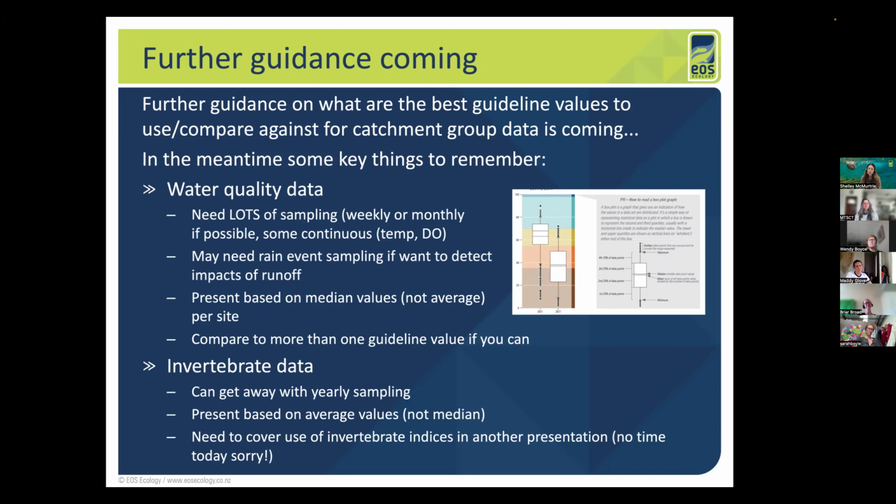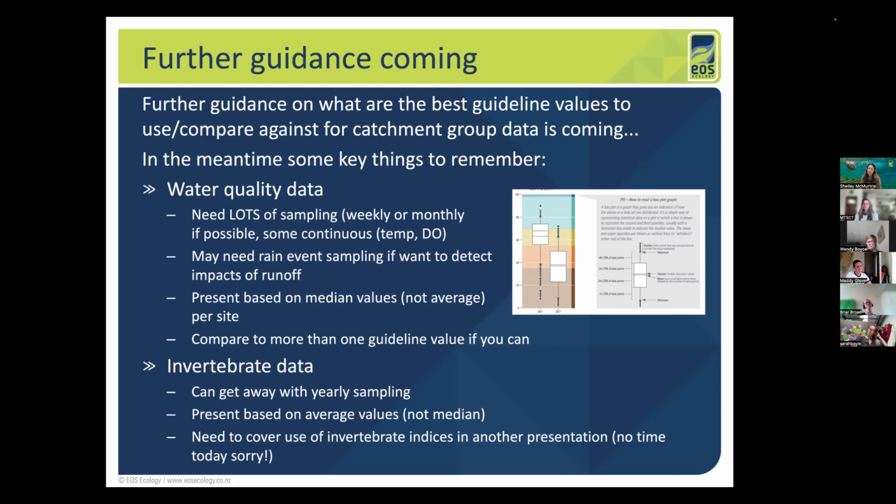But ultimately, with all of these things, what would be really useful is to use more than one guideline value. It's the same as not just looking at one thing. Don't only look at nitrate N; you want to look at a range of water quality parameters. Same deal: look at more than one guideline value, because they are telling you different things, and they're going to add nuance to the story of what's going on.